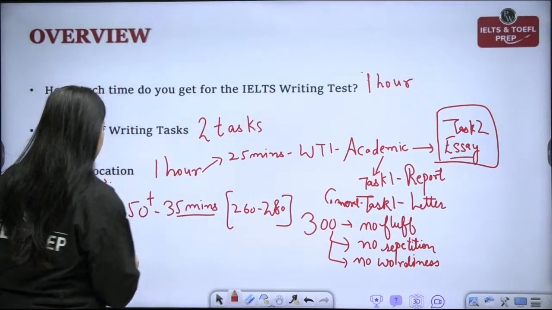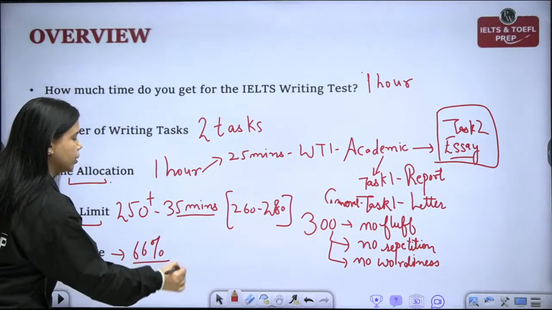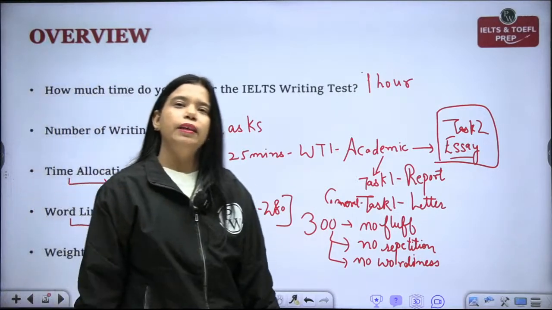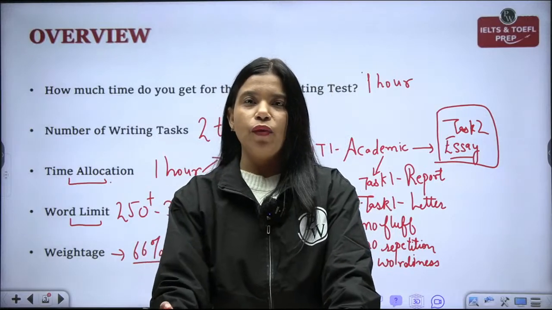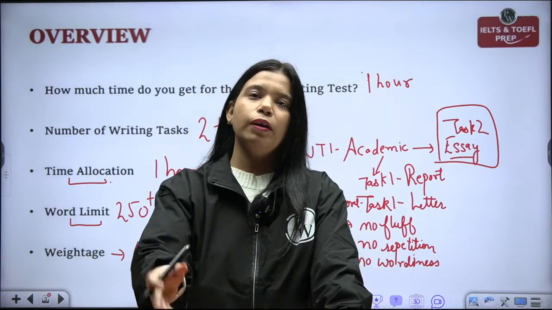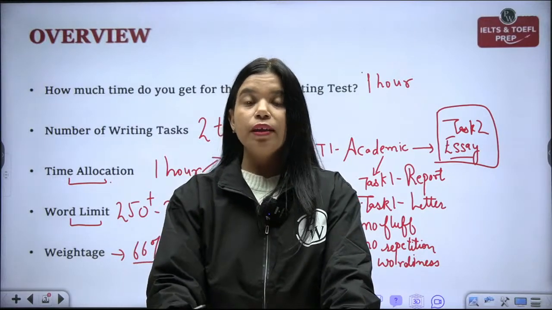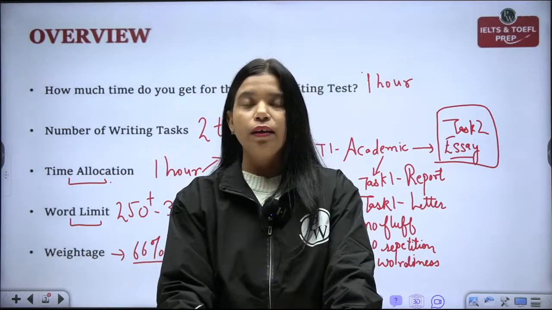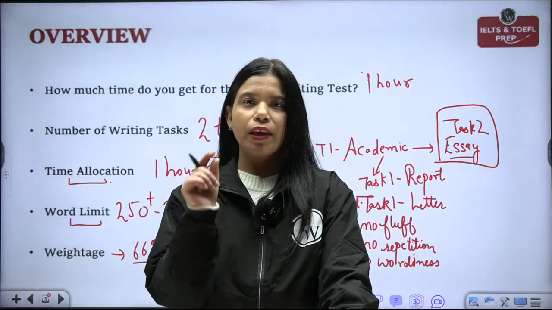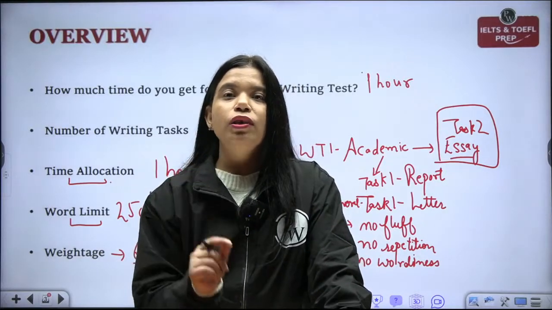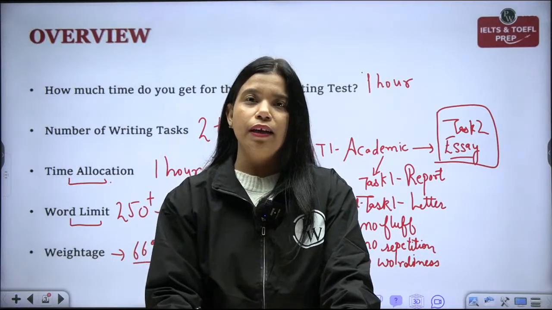So it contains somewhere around 66% of the total writing module. What does that mean? It means आपका जो 33% band score, for example, if you are scoring somewhere around 7 bands, let's say in the writing module, then उसका 33% आएगा writing task 1 से, 66% आएगा उसका writing task 2 से. In simple language, a major chunk of your writing band score is going to come from essay writing.